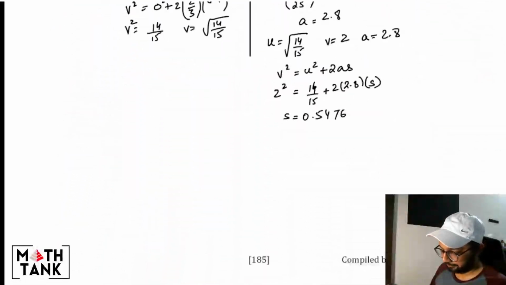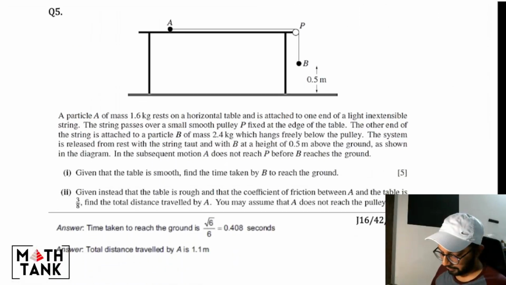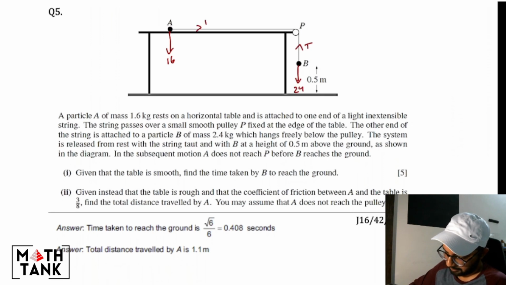Okay. Going on to question number 5. This says a particle A of mass 1.6 kg rests on a horizontal table and is attached to one end of a light inextensible string. The string passes over a smooth fixed pulley at the edge of the table. The other end of the string is attached to a particle P of mass 2.4 kg. So I'm just going to draw this. 1.6 here and 2.4 here. That's T. And that's another T.